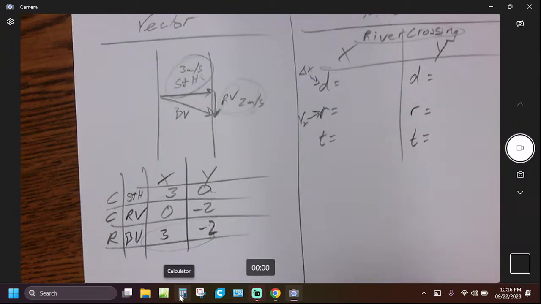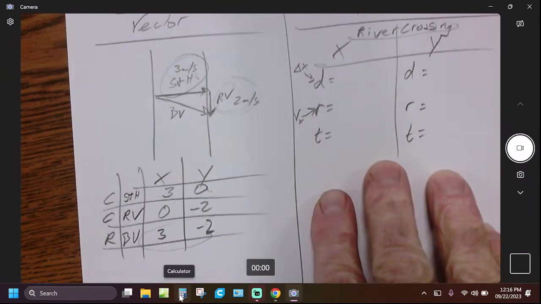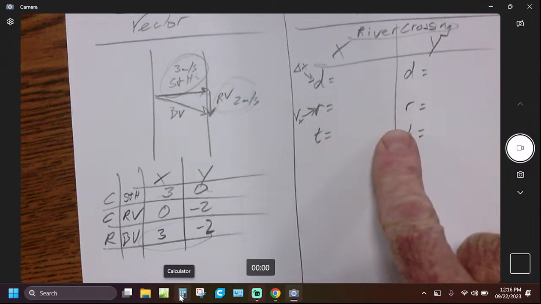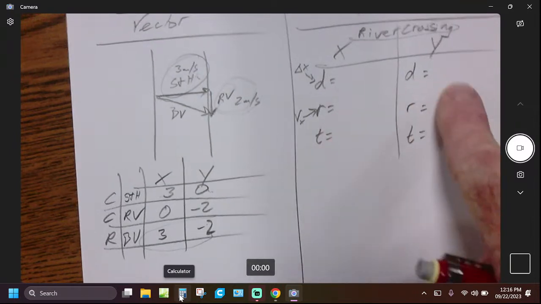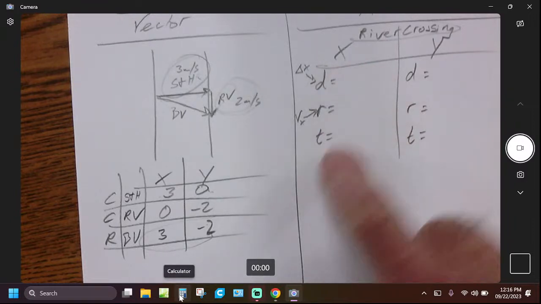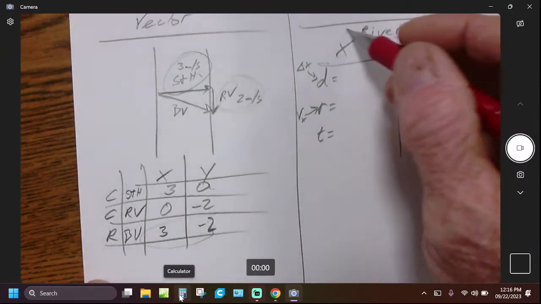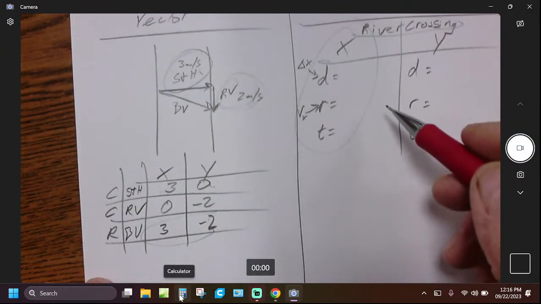When we get to projectile problems, in which of these dimensions will we have acceleration, x or y? Y. So the x dimension can still look like this, but the y dimension is going to have all those other things. All right. So I'm just looking at Bob's x stuff.